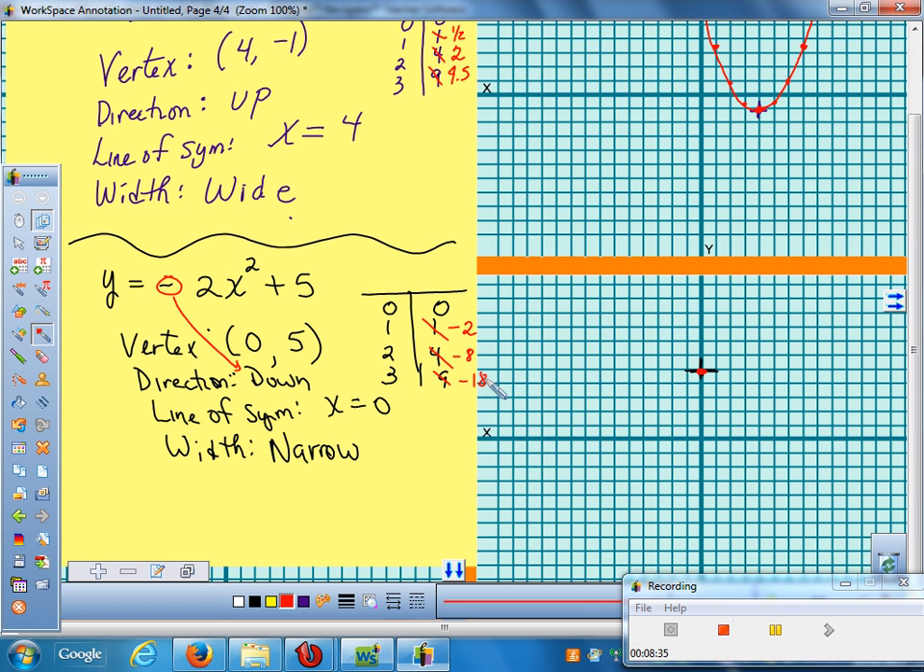So this says I have to go 1 over and 2 down from where? From the vertex. 1 over, 2 down. 2 over and 8 down. So from that vertex, 2 over, 8 down. 2, 4, 6, 8 on both sides. And I know I don't have enough boxes to go 18 down.